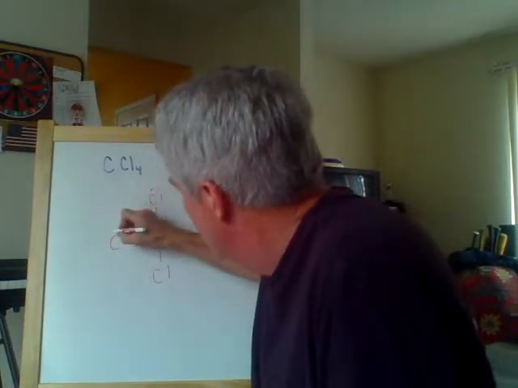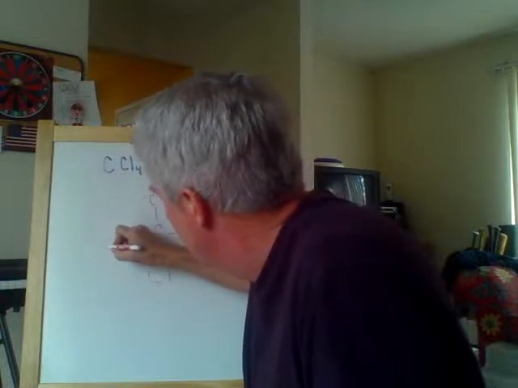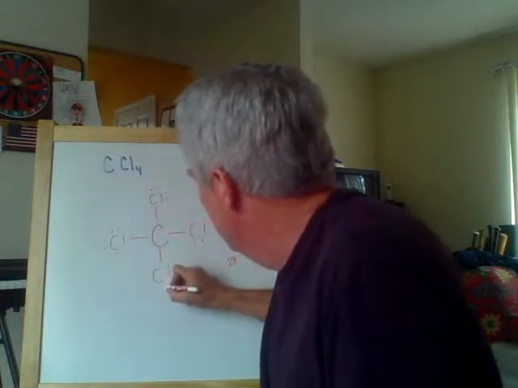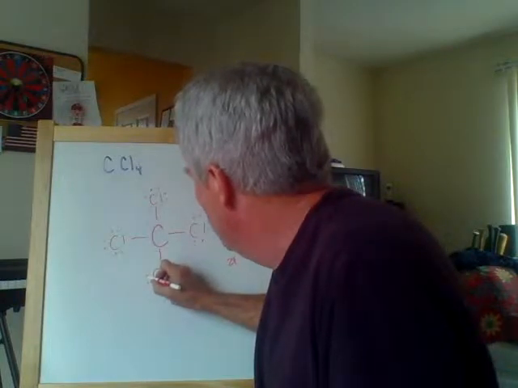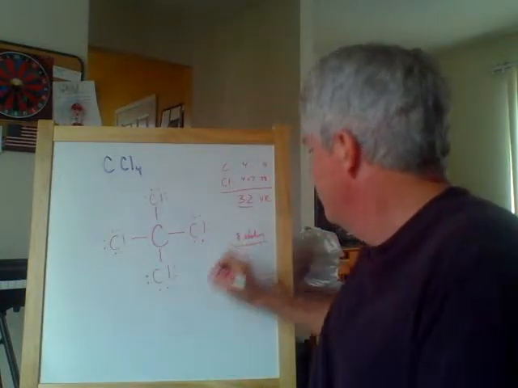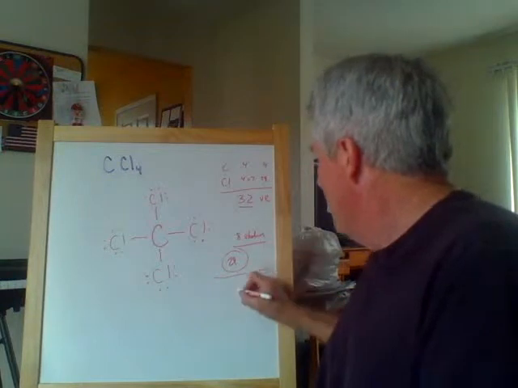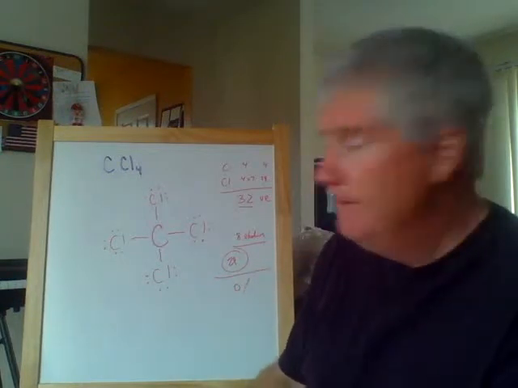6 more. And then over here, 6 more. And then over here, 6 more. So I added 24. That's perfect. That's exactly it. So I'm all done. I have no more electrons to add.